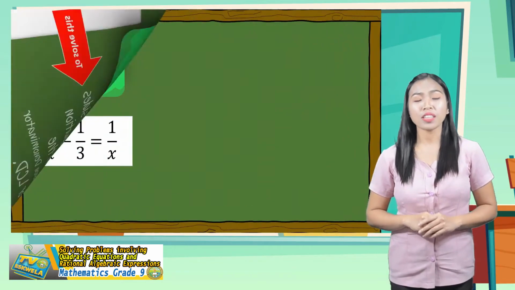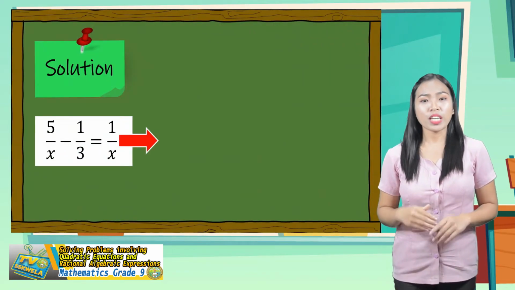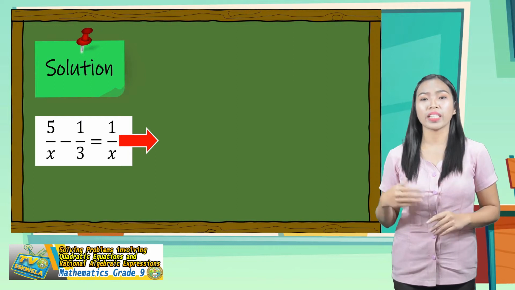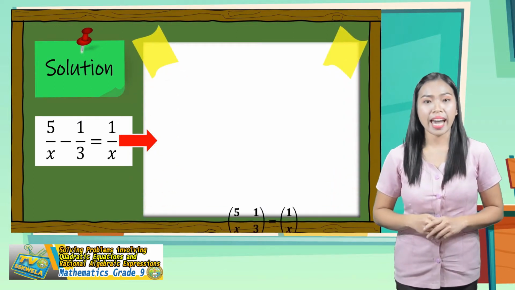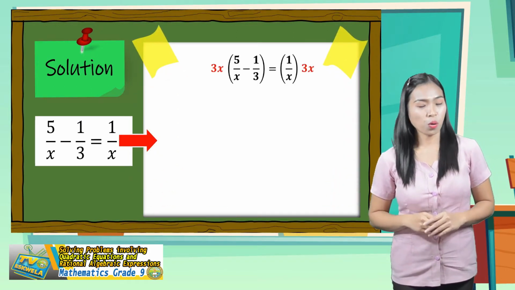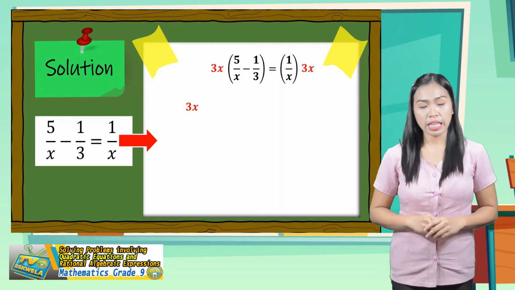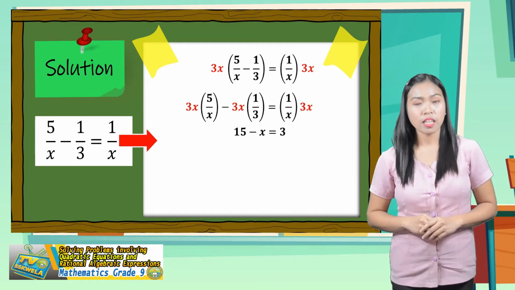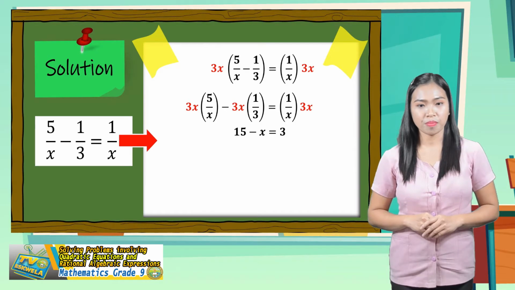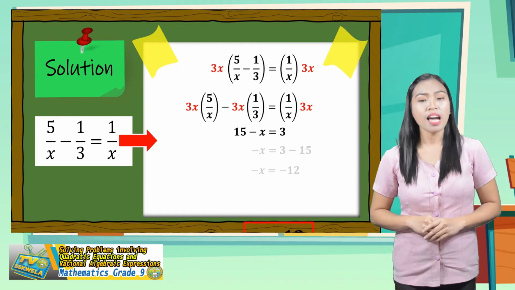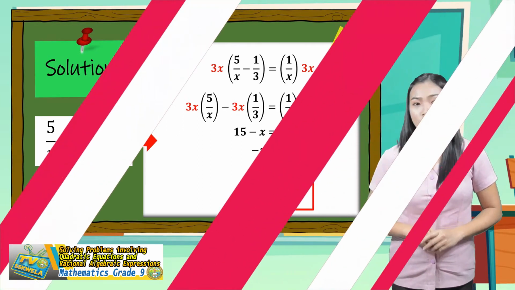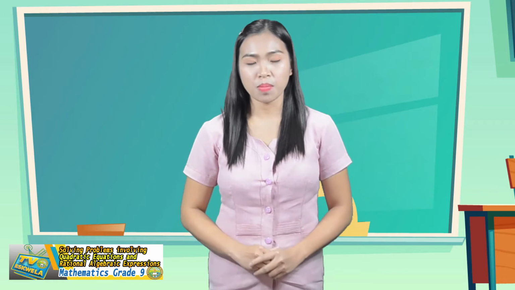To clear out the fractions, the equation is multiplied by the LCD 3x, resulting to 15 minus x equals 3. Therefore, x equals 12. Now, let us consider two common real-life problems involving rational equation.